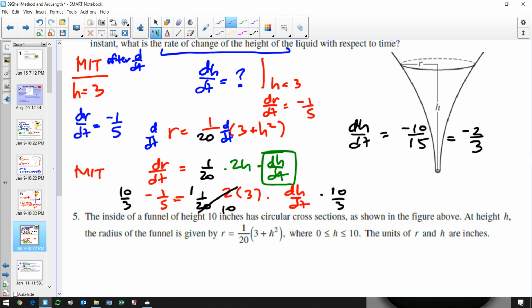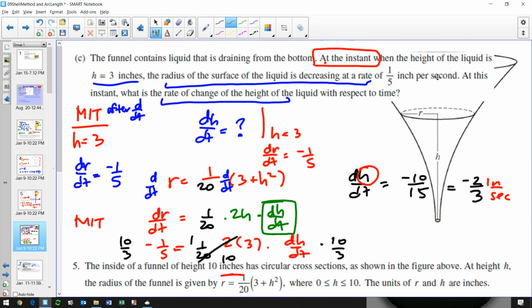Okay. If they asked you for units, what would your units be? What's your units for h? Height. What's your unit for height? Inches. What's your unit for time here? Seconds. Is it seconds? How do you know? Very good, seconds. Thank you. Okay, and so there's your answer. Could you have done this on your own?